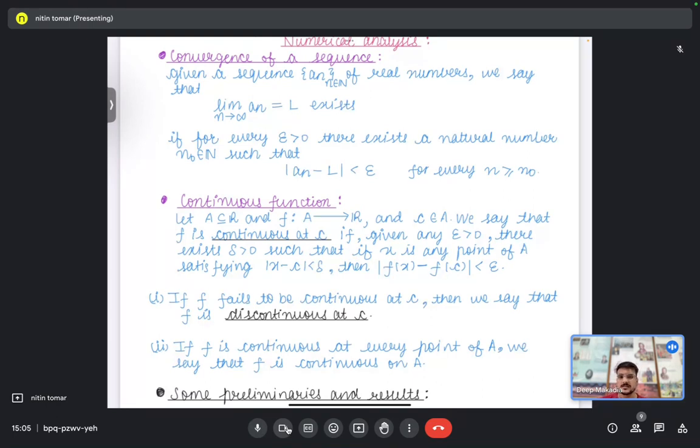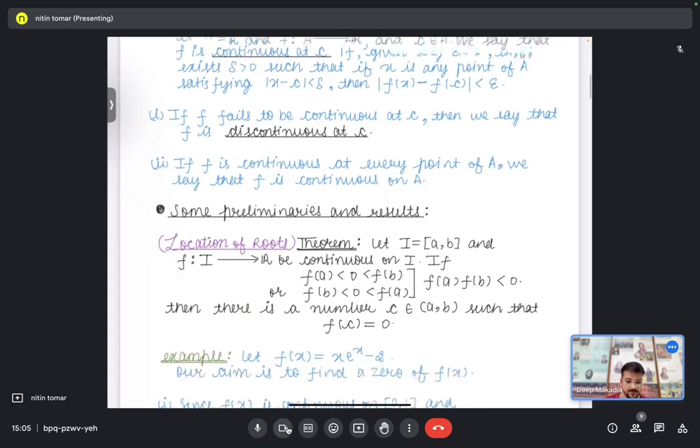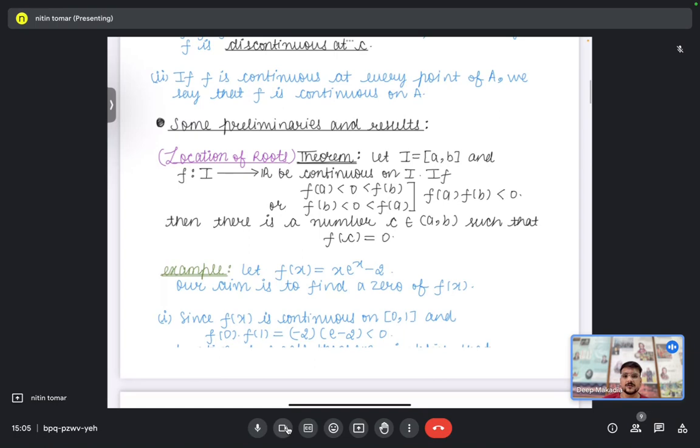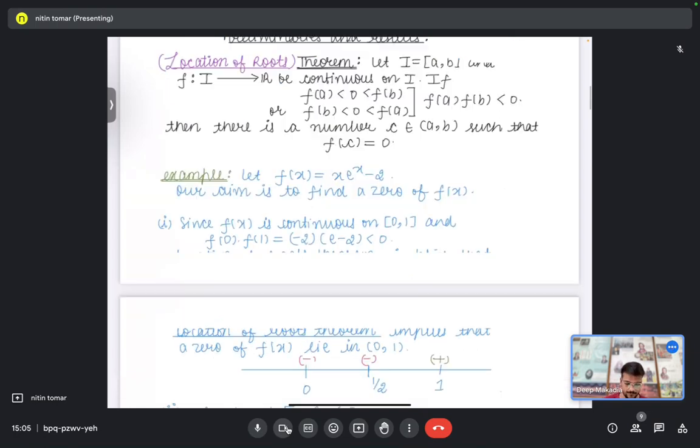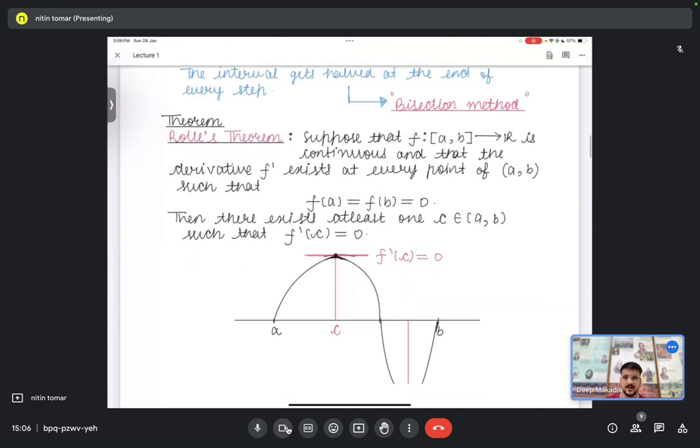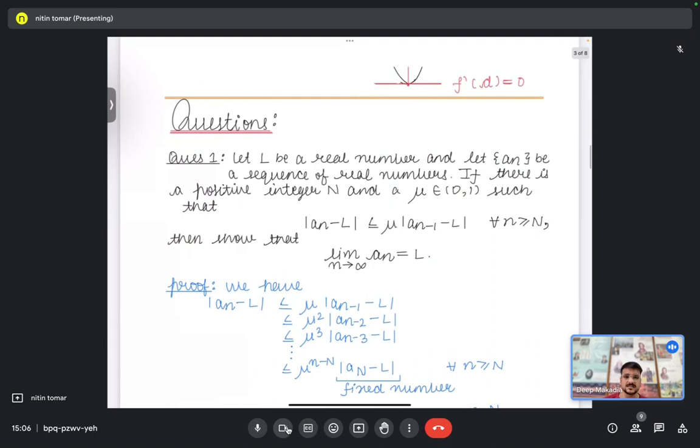What we learn in numerical analysis is the application of real analysis, which most of us have seen in our BSc course, or for that matter, any other master's level course. So, to understand numerical analysis better, it is always a good idea to start with the basic notions that we have learned in real analysis, and that is precisely the aim of today's discussion. Today, we'll see the convergence of sequence, continuous function, some preliminaries and results, and one important theorem that we call the location of roots theorem. And we will see some applications of this via Rolle's theorem, and then we'll discuss some questions.